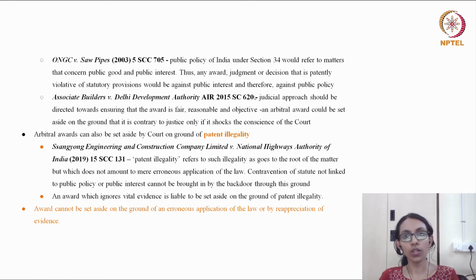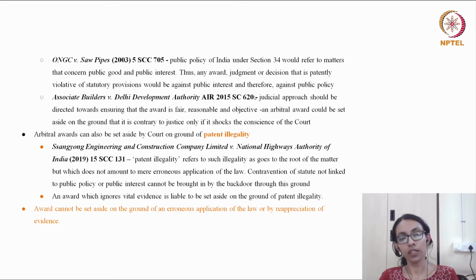Say, if any award or a judgment contravenes or fails to take into account any statutory provision that is in force, then that would be against public interest and consequently it would also be against public policy, and an arbitral award, if rendered on these lines, can be challenged before the courts. Secondly, in Associate Builders versus Delhi Development Authority, the Supreme Court has stated that the arbitral award, if it has to be challenged before the courts, has to be so unfair and so unreasonable that it should be in a position to shock the conscience of the court.